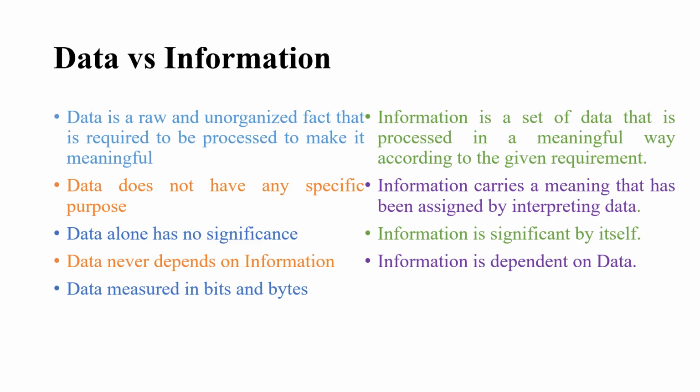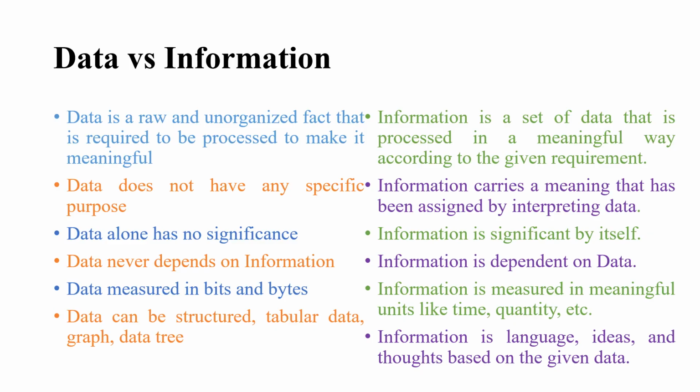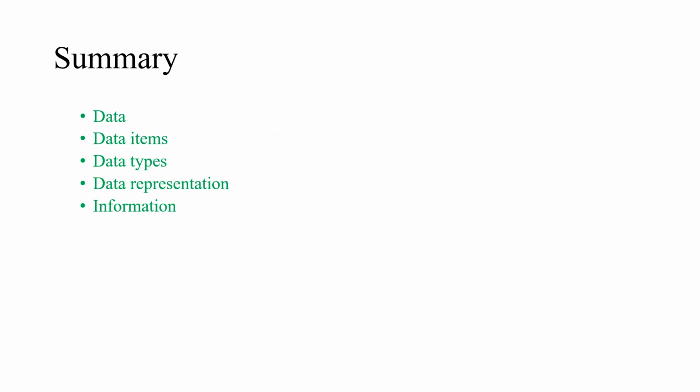Data is measured in bits and bytes, but information is measured in meaningful units like time, quantity, and many more. Data can be structured, like tabular data, graph data, tree data, but information is language, idea, and thought based on the given data.